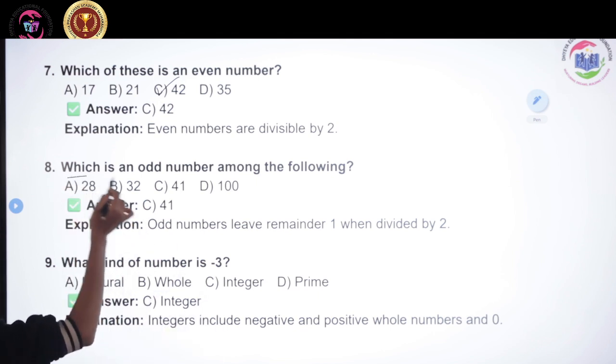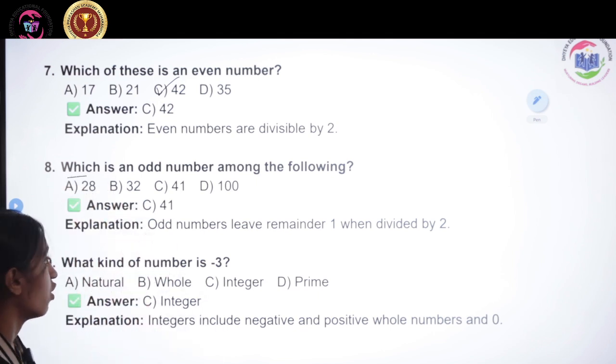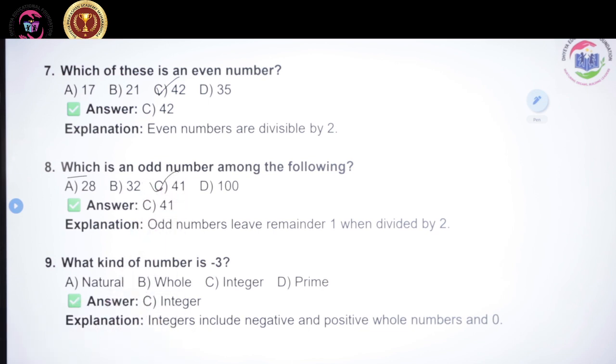Next question, which is an odd number among the following? A 28, B 32, C 21, D 100. We have to find the odd number. Odd numbers end with 1, 3, 5, 7 and 9. Option C ends with 1. Also, after dividing by 2, the remainder will be 1.